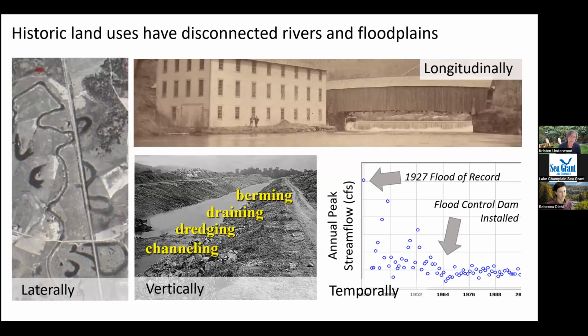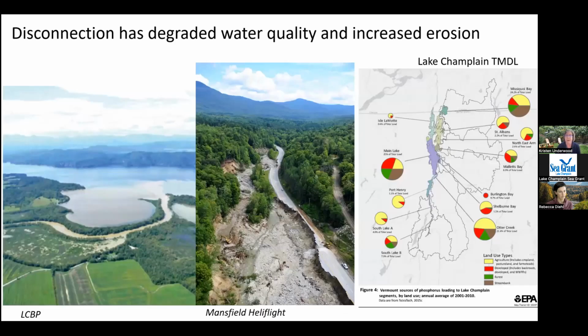And the resulting disconnection of our rivers has enhanced nutrient and sediment flux to receiving waters. It's also caused our rivers to become more transport dominated and susceptible to catastrophic erosion in big flood events. The repeated cycles of channel management following flood events have cost many millions of dollars to our small state, and these actions are not sustainable over the long term.